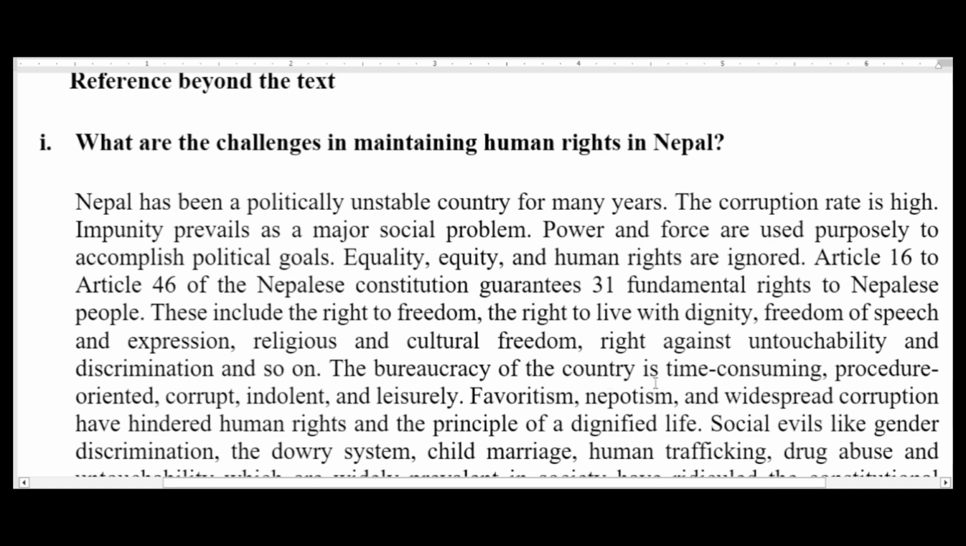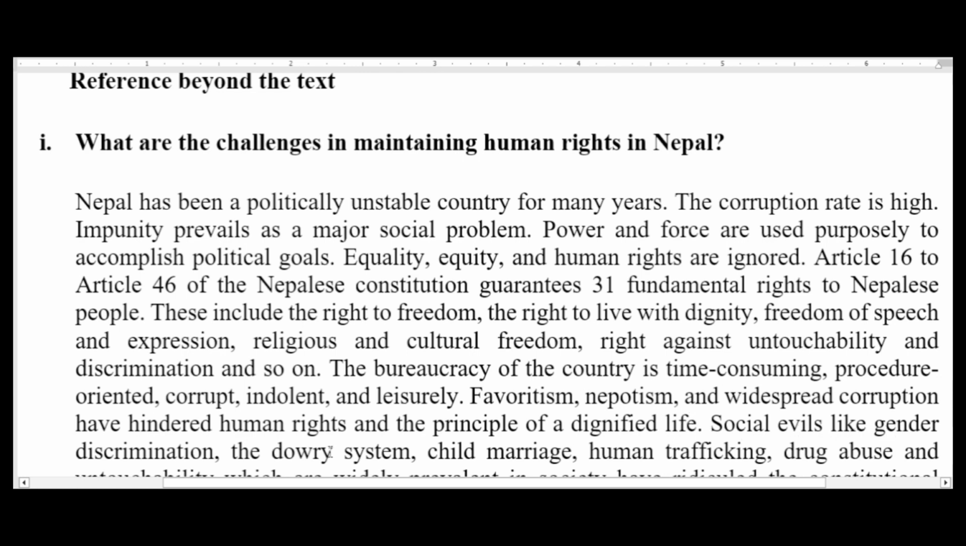The bureaucracy of the country is time-consuming, procedure-oriented, corrupt, turgid, and leisurely. Favoritism, nepotism, and widespread corruption have hindered human rights and the principle of dignified life.